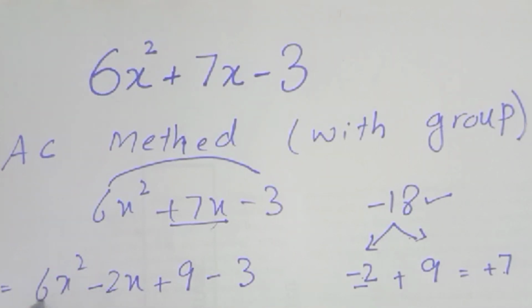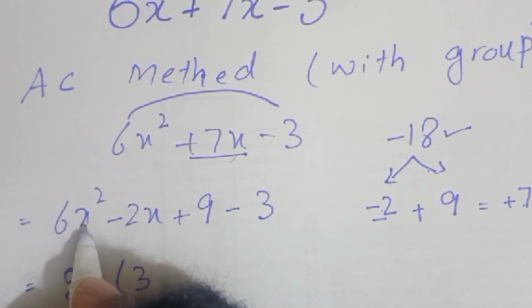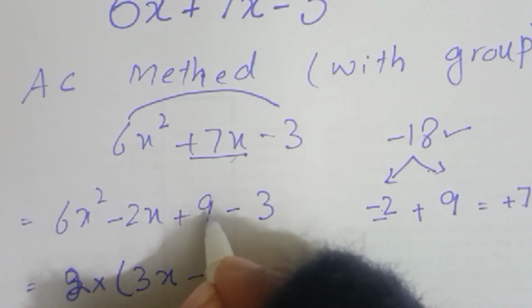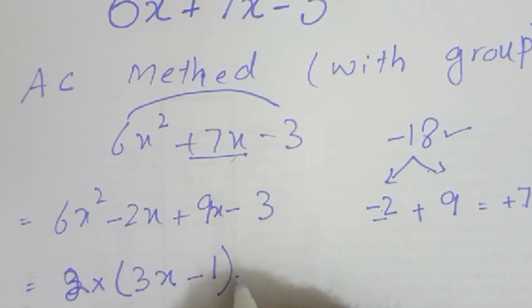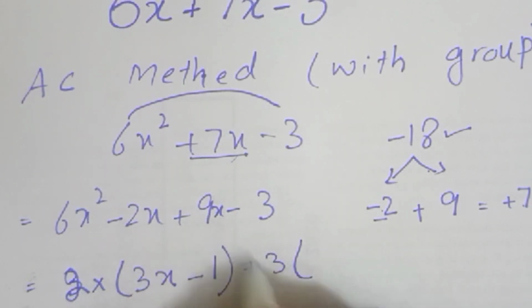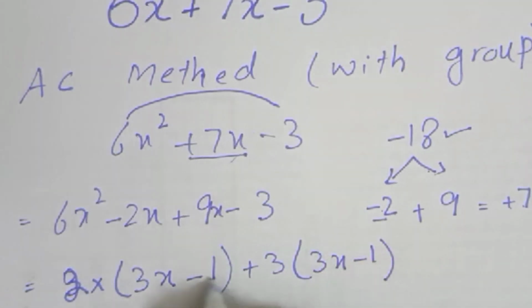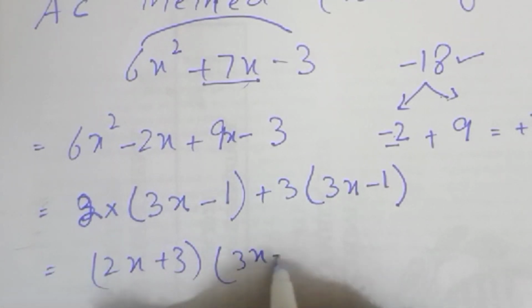Now look at the first two terms. The common factor is 2x. If we divide 6 by 2, we get 3, and if we divide x squared by x, we get x. And this is a minus. If we divide 2 by 2, we get 1, and if we divide x by x, we get 1. And the common factor of 9x and minus 3 is plus 3. If we divide 9 by 3 we get 3, and this is x, and if we divide 3 by 3 we get 1. So we can write this as 2x plus 3 and 3x minus 1.